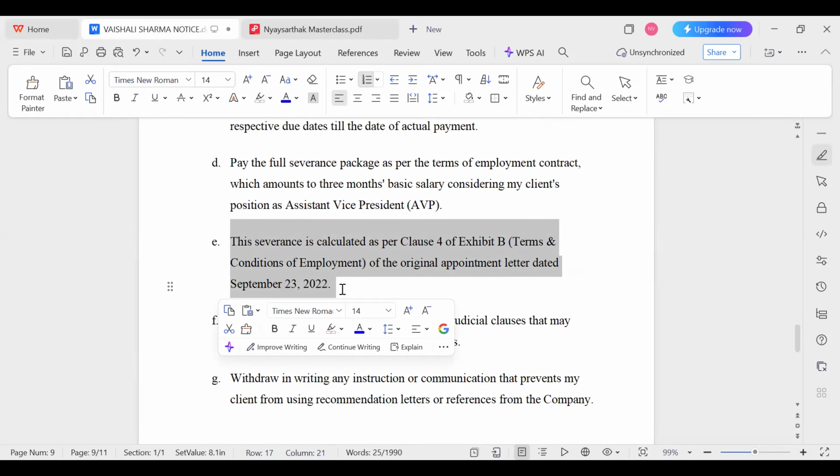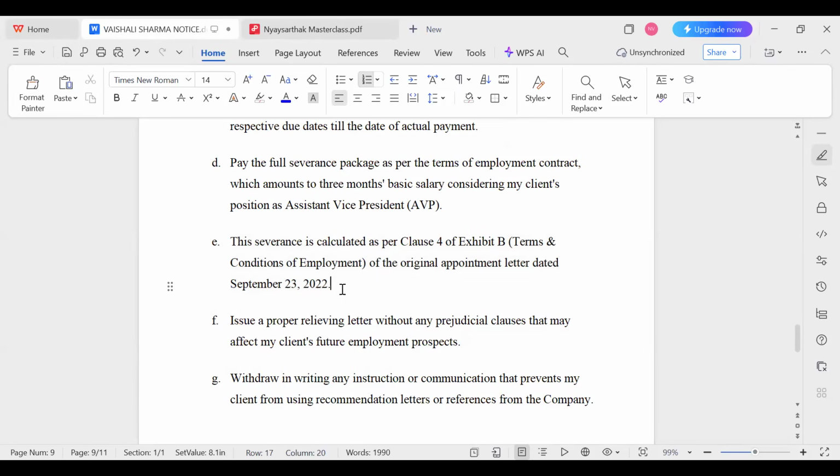Okay, so it shows how much we have researched on our client's case, because we have written down all things of the client, that this severance is calculated as per clause 4 of the exhibit B. Okay, there are many exhibits in the employment letter, appointment letter that is given by the employer. So we have particularly written that we are marking to the exhibit B, terms and conditions of the employment, and we have written down the date also for their context, that they can check this thing also. Yeah, exhibit generally means attachments, like there are few attachments. This is the legal terminology that is used in the courts.